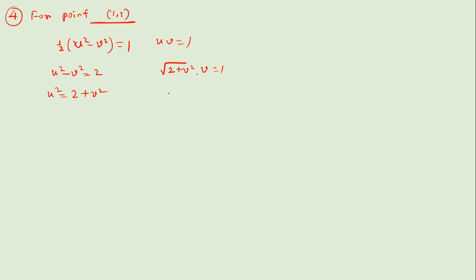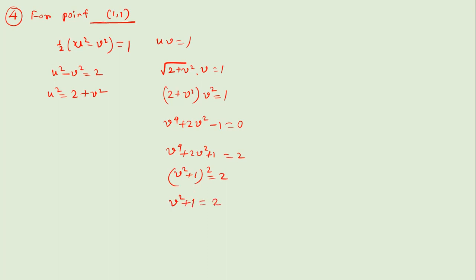if you square, that is (2 plus v squared) times v squared equals 1. So v to the power 4 plus 2v squared minus 1 equals 0. That is v to the power 4 plus 2v squared plus 1 equals 2, that is (v squared plus 1) whole squared equals 2. That is v squared plus 1 equals root 2, that is v squared equals root 2 minus 1. So v equals plus or minus the square root of (root 2 minus 1).